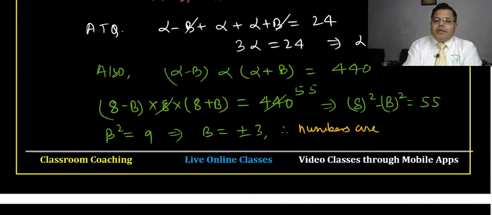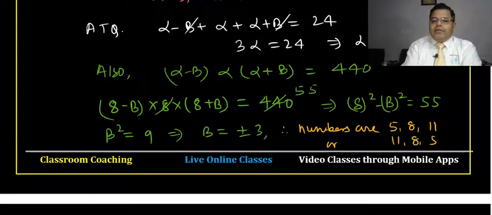Hence, putting the values of beta and alpha, the numbers are, if you take beta as 3, then 8 minus 3 is 5, 8 and 11, or if you take beta as minus 3, then it will be 11, 8 and 5. That will be the answer. So I hope you got it.